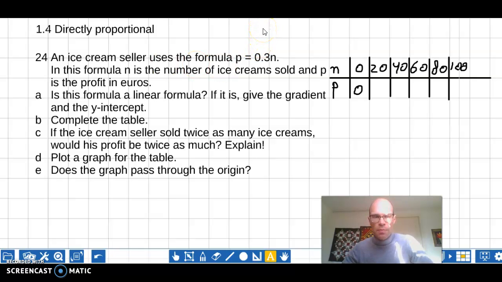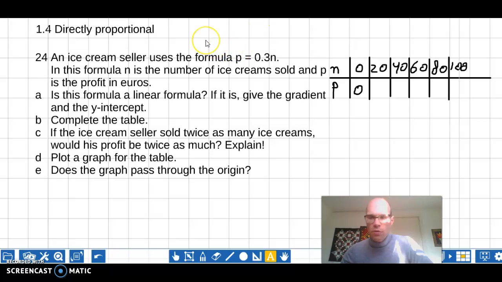This movie starts paragraph 1.4, and paragraph 1.4 is called directly proportional. We're going to take a look at what is directly proportional. And as always, we're going to get started with doing a question. The question builds on the last paragraph with the linear formula.